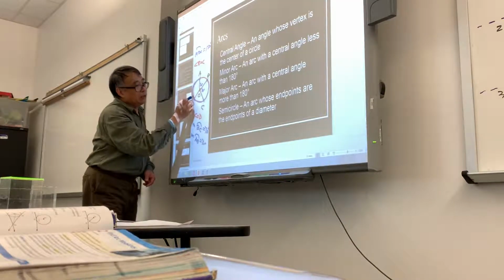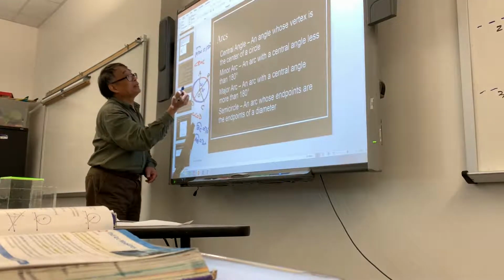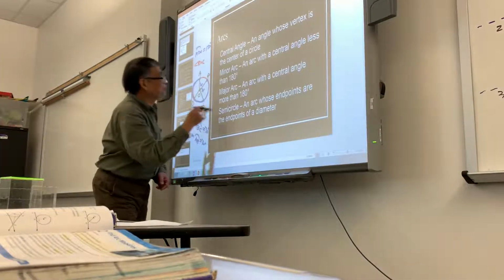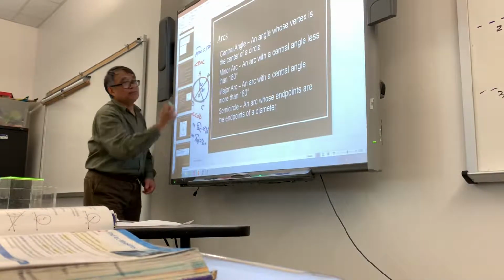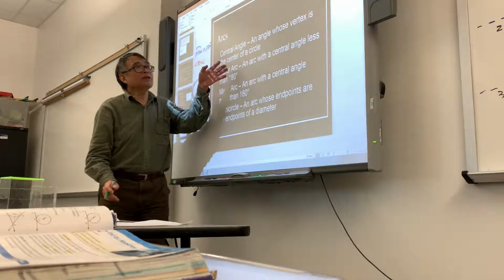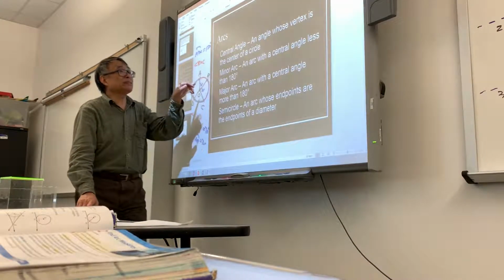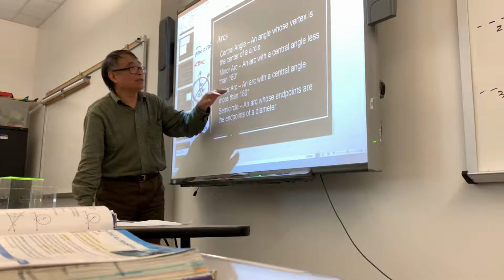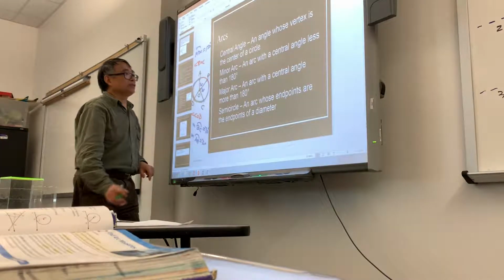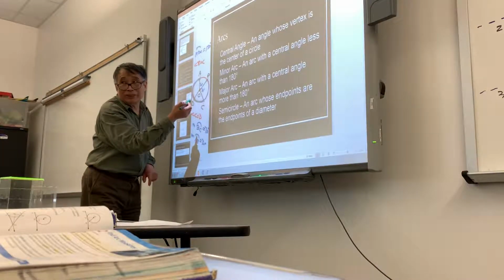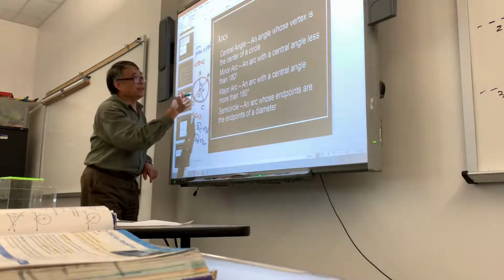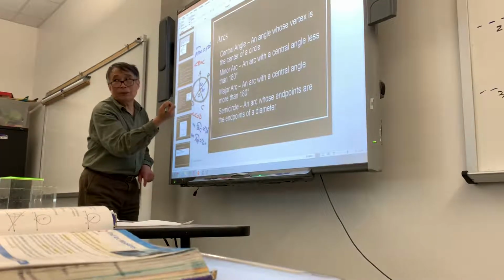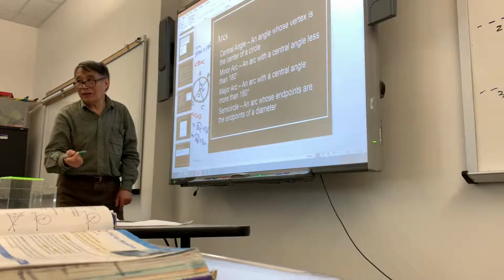So arc ADC, I'm sorry, arc ADC should be 150 degrees. Now, central angle, an angle whose vertex is the center of the circle. Minor arc with a central angle less than 180 degrees. So please, 70 is less than 180. 30 is less than 180. Arc ABC also, the sum is 100, also less than 180. We call this one a minor arc.